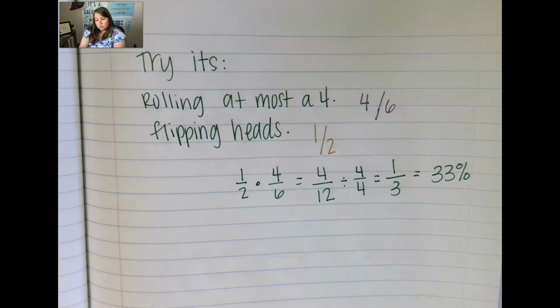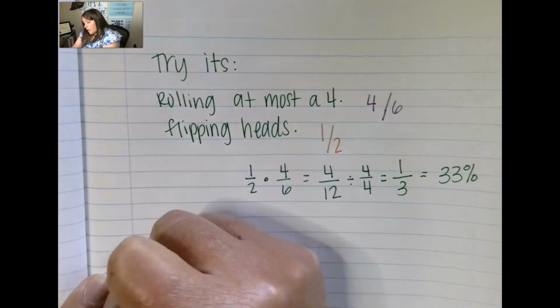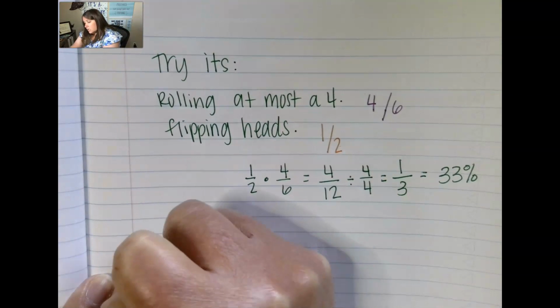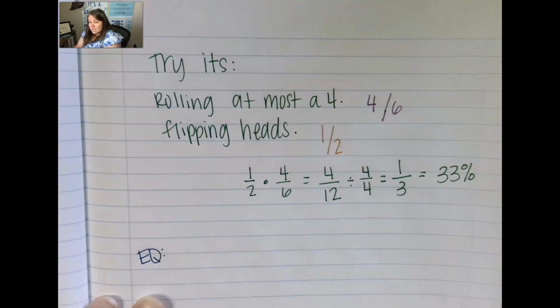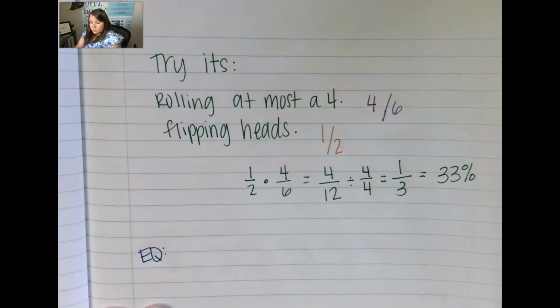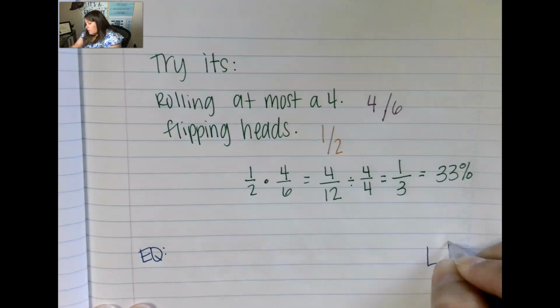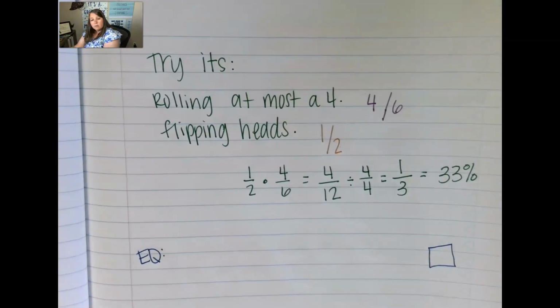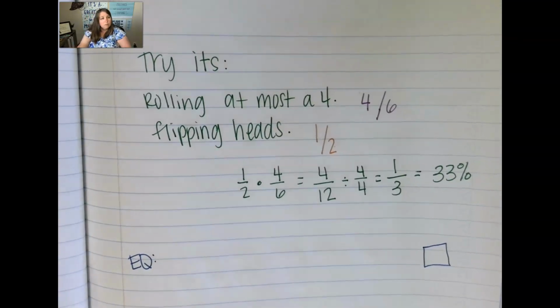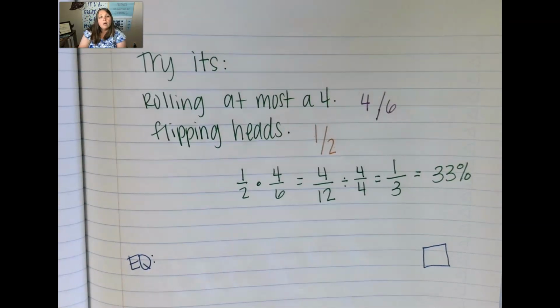All right, how did you do on this one? How did you do on solving? So answer your essential question: how do we solve compound events? How do we find the probability when there's a compound event? And then rate your level of understanding. Where are you at right now? When you are finished, you may come on back to the Google Meet and ask for help, or you can go and do your practice work.